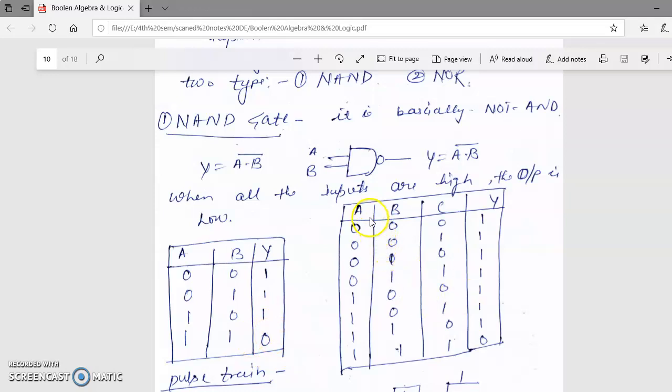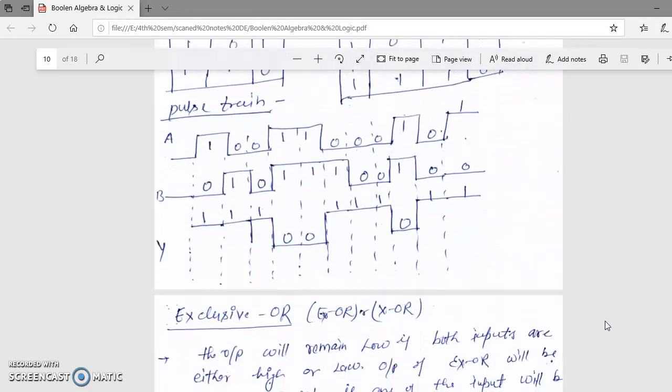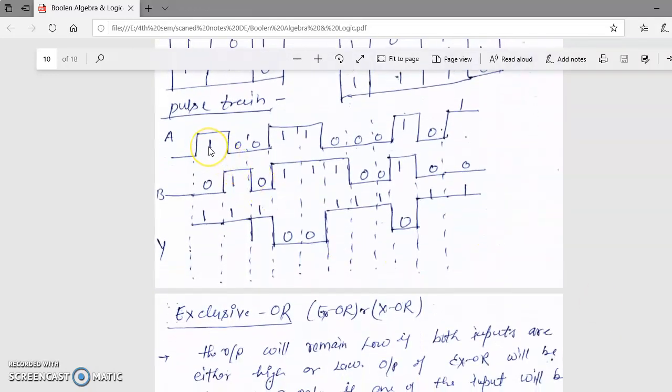Similarly, we can construct the truth table for three variables A, B, C and Y. It means in this symbol A, B and one more input is there, that is C, and we get this truth table. Next one is pulse train. Pulse train is when we have the two inputs A and B, and we get the output Y according to our truth table. Okay.